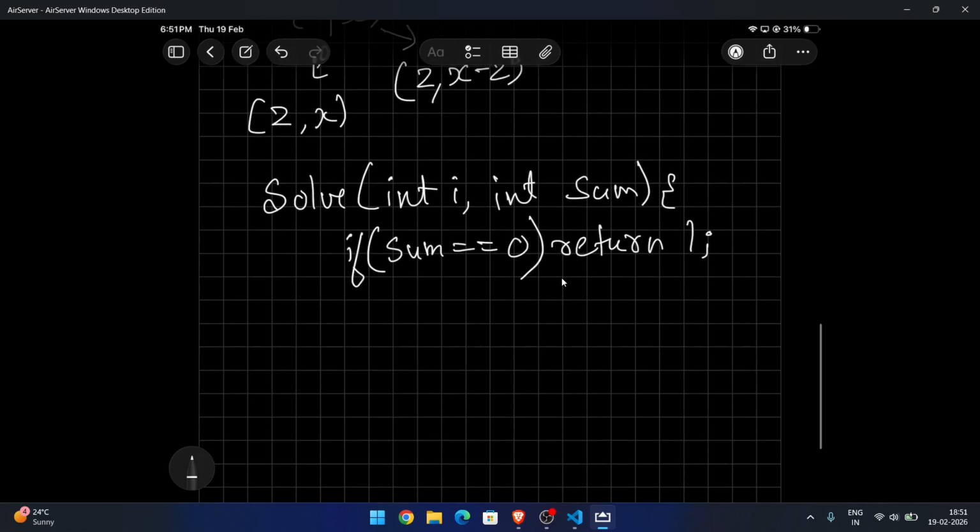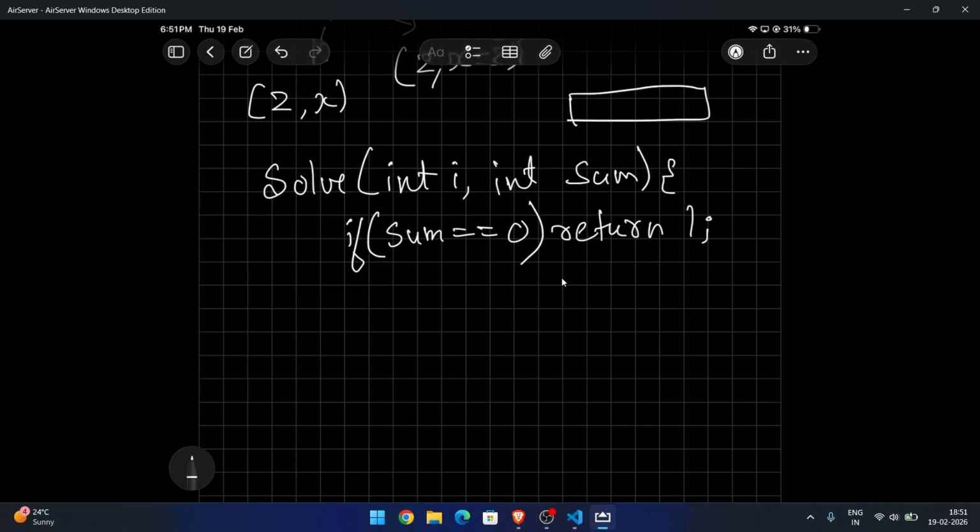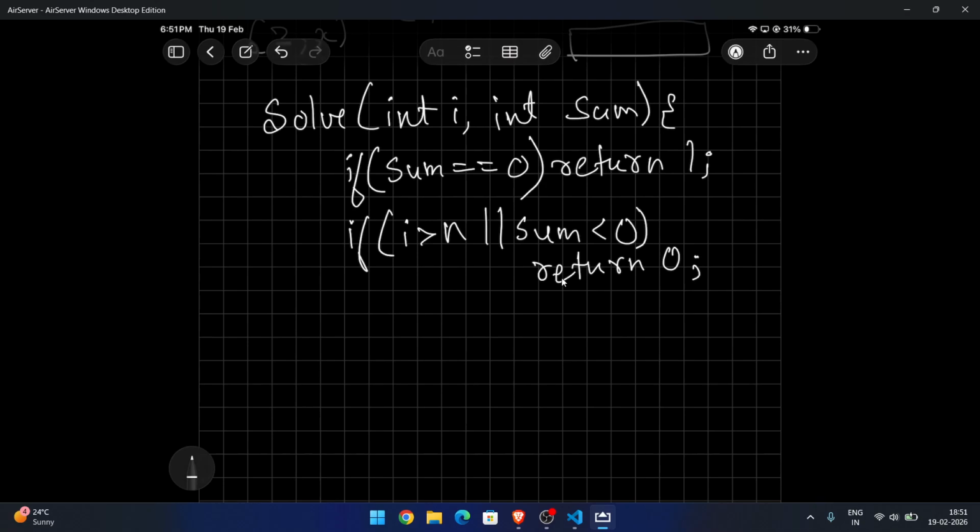Because yes, whatever formation we have chosen, it was a valid one because we got a required answer. Now, if we move out of bound or if our sum got negative, negative means we already exceeded what we have to make. So in that case, we would directly return 0 because it's not possible to make it, because we have already exhausted our options or our sum became negative. So we already exceeded our answer. So we would return 0.